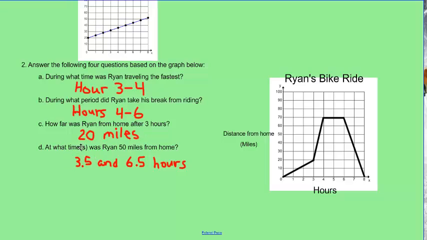At what time or times was Ryan 50 miles from home? So now we go to 50 miles, we go over to our graph and see that at one spot he is about 3.5 hours when he was 50 miles from home. And if we keep going over, it hits 50 again at about 6.5 hours. So we list both points, 3.5 hours and 6.5 hours.